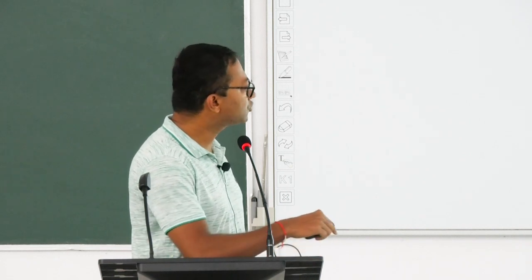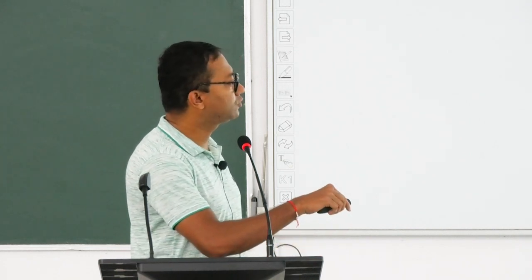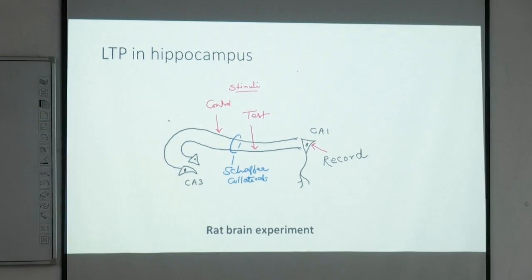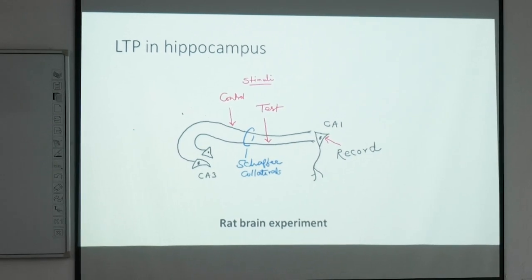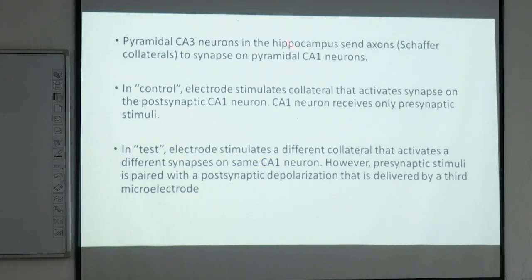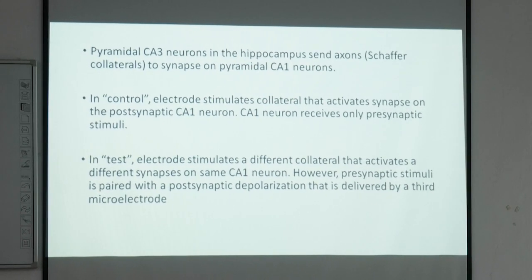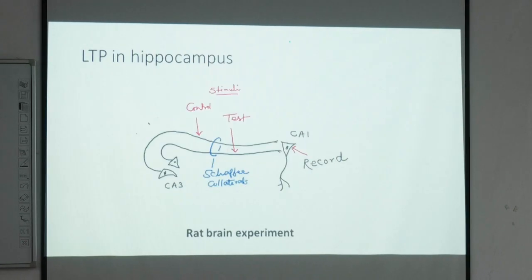Okay, so from CA3 it is going to CA1. Here is the synapse, and these collaterals are called Schaffer's collateral. Why Schaffer's collateral? Because it is named after the scientist, right? Okay, so what is happening? First, pyramidal CA3 neurons in the hippocampus send axons to synapse on the CA1 neuron. So the CA3 neuron synapses on the CA1 neuron, right?